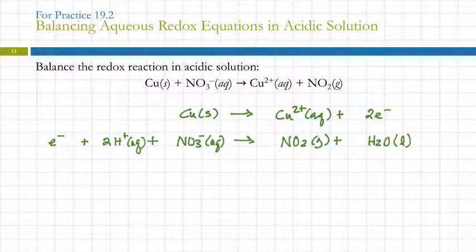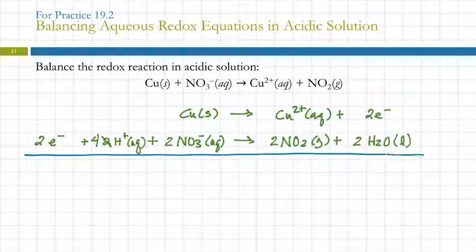If I multiply all these coefficients by 2, then I'll have 2 electrons in the bottom, and it will still be balanced. So 2 electrons, I multiply this by 2, so I'm going to have 4 hydrogen ions. And multiply this by 2, and multiply that by 2, and multiply this by 2. Now we can add them together. The electrons cancel out. Copy down what's left.